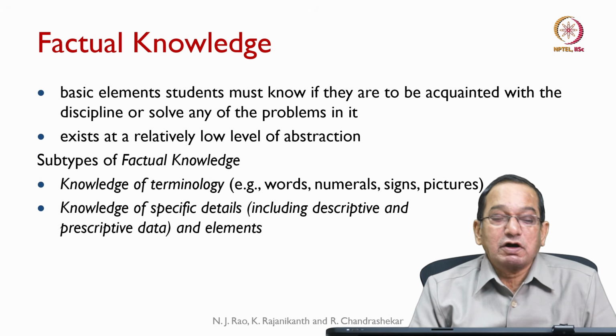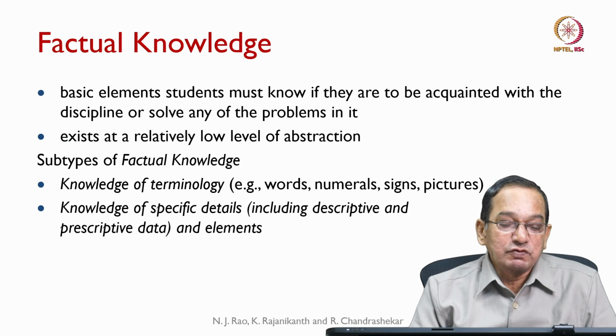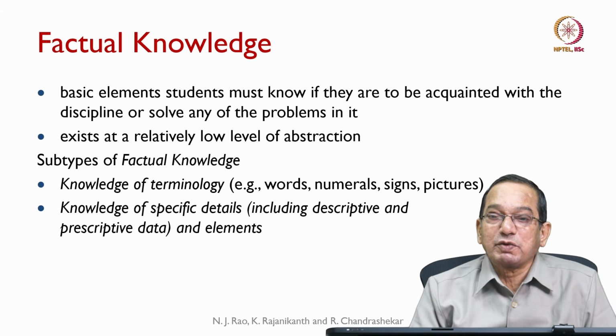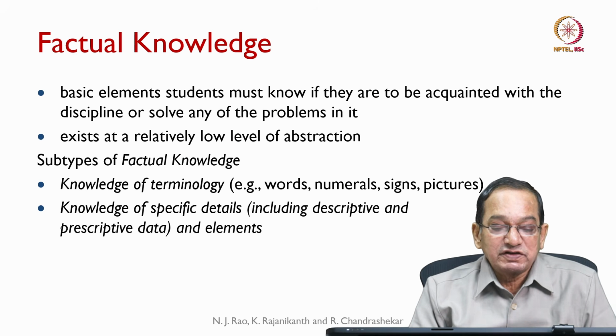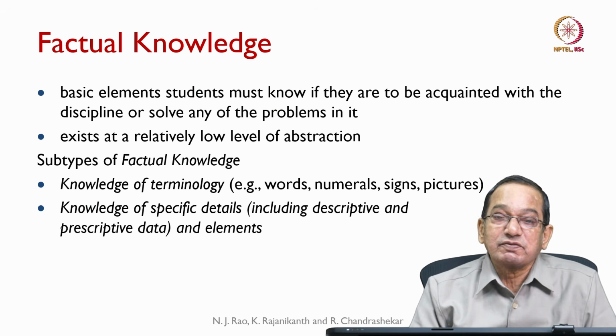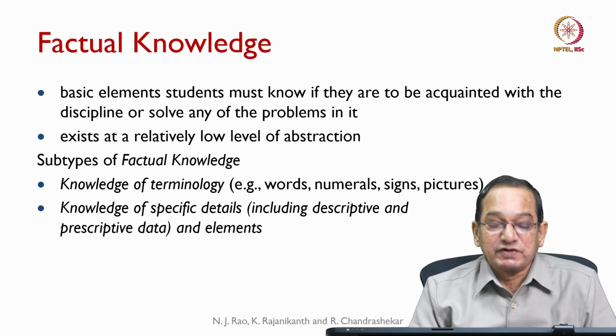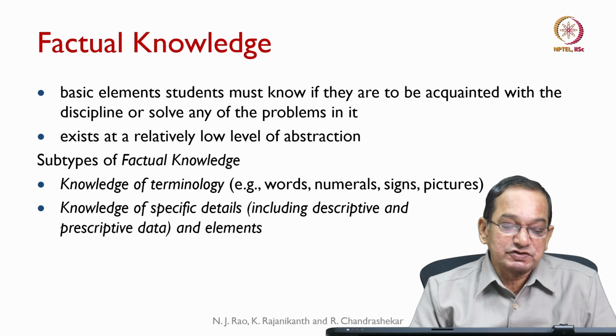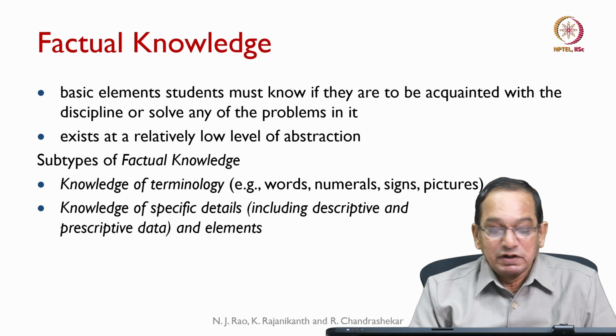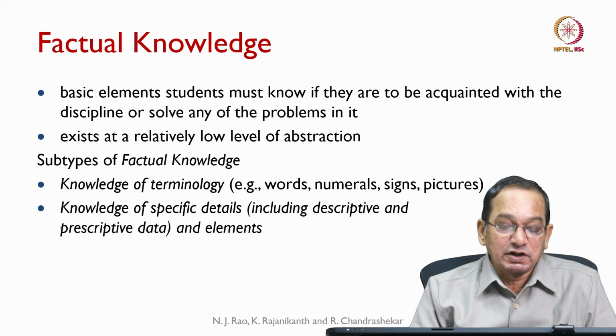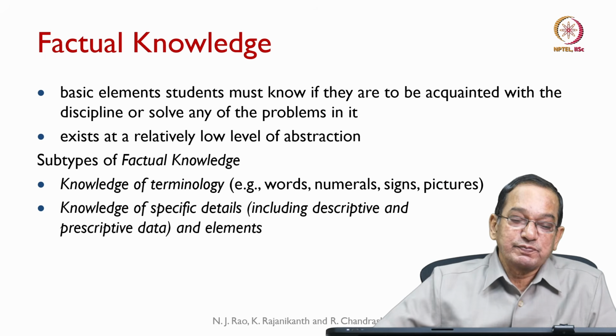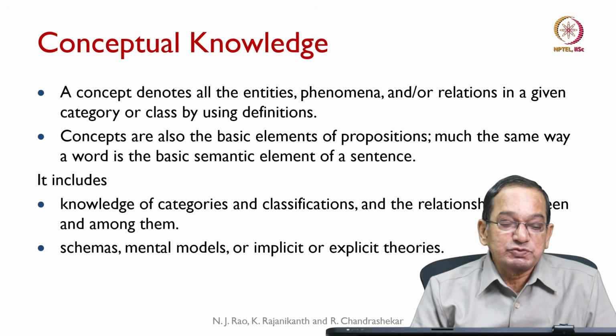Factual knowledge is the basic elements students must know if they are to be acquainted with the discipline or solve any of the problems in it. It exists at a relatively low level of abstraction. The subtypes of factual knowledge are knowledge of terminology, for example words, numerals, signs, pictures, and knowledge of specific details, including descriptive and prescriptive data and the elements. The next level is conceptual knowledge.